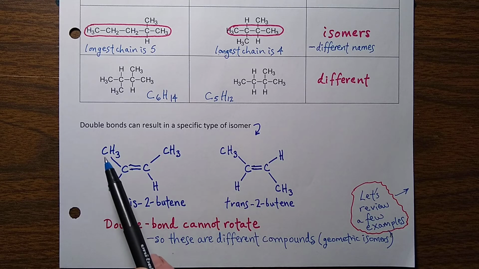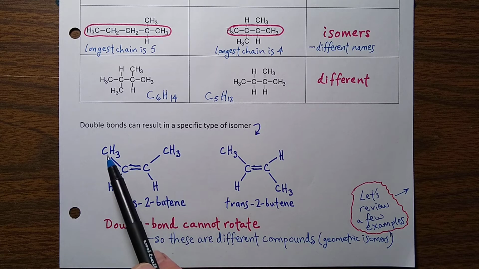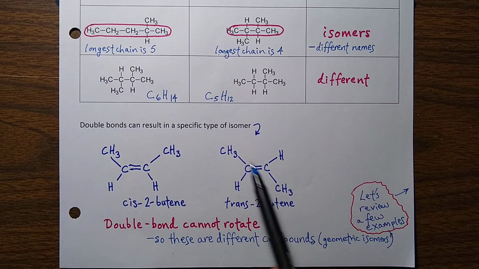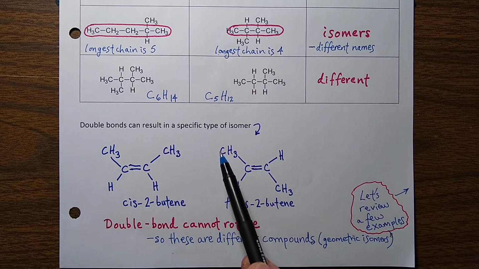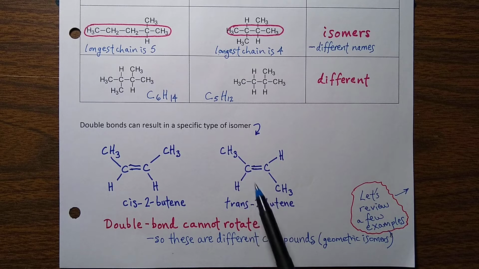In this case, it doesn't matter if you start from here and number or here and number this way. You get the second position. At the second carbon, the double bond begins, whether you number this 1, 2, 3, 4 or this 1, 2, 3, 4. It's the same thing, 2-butene. Notice the dash between the number and the letter.